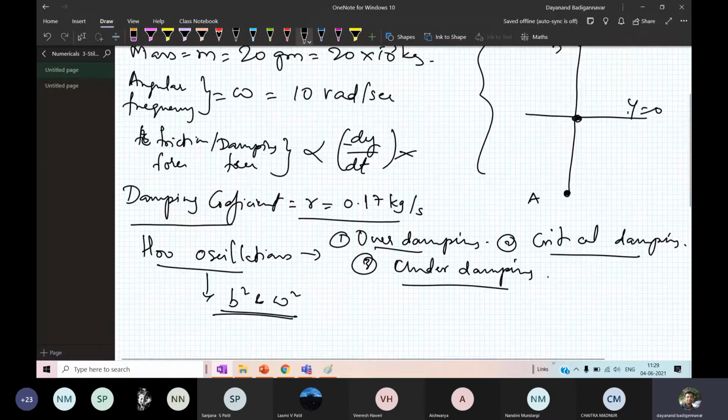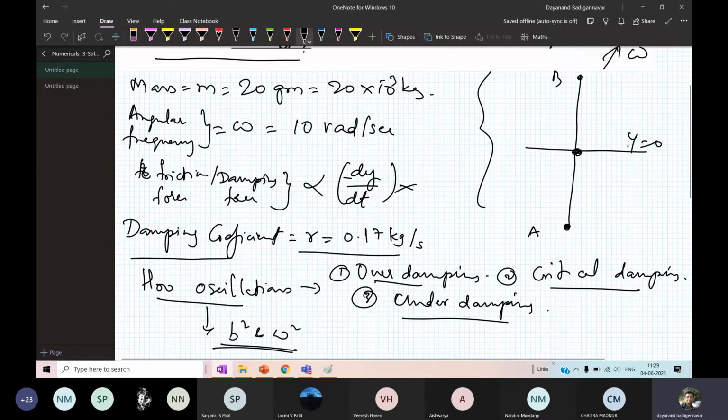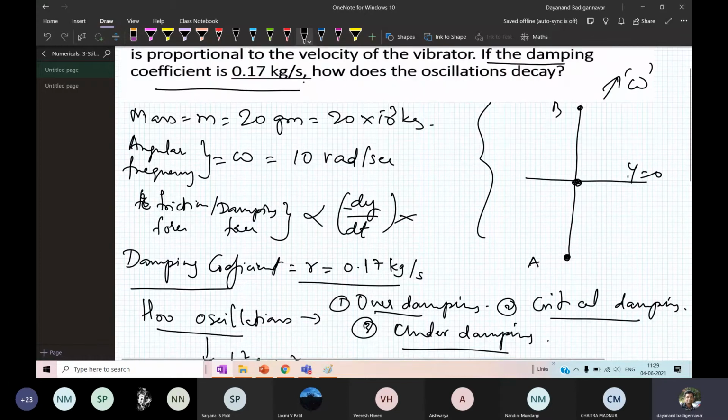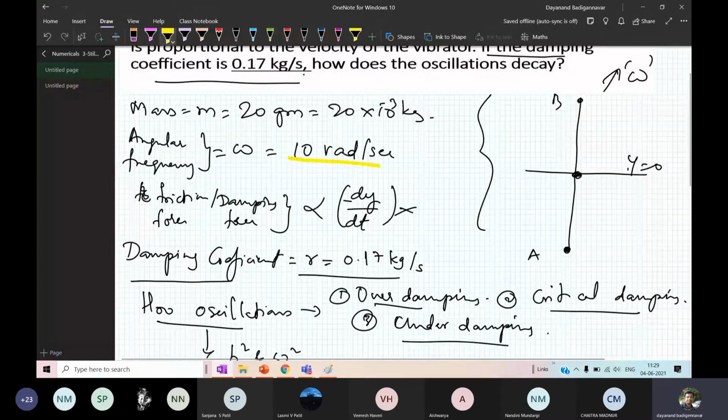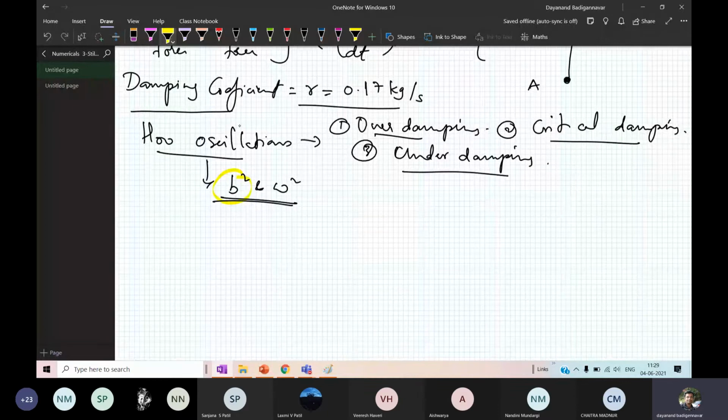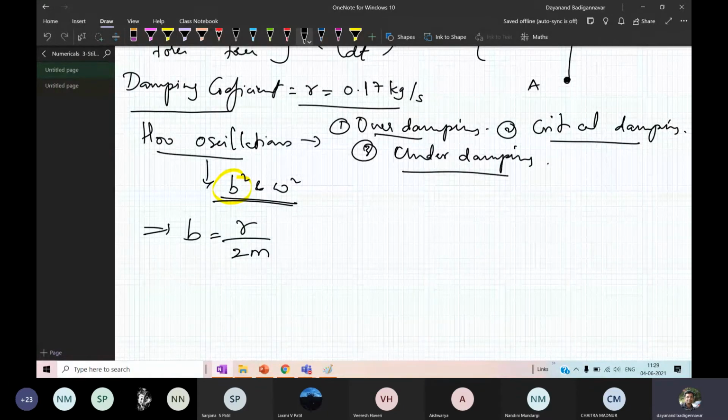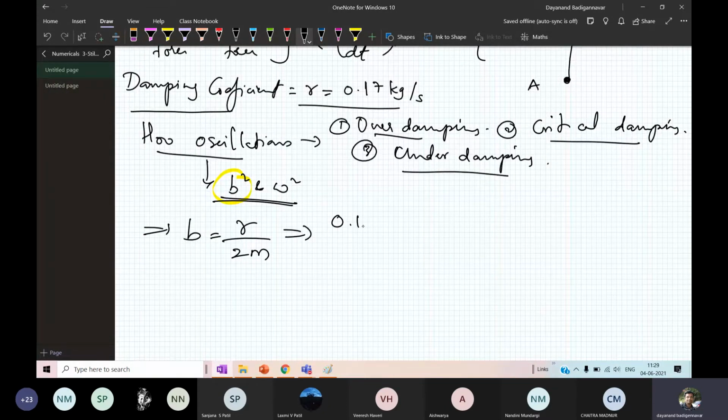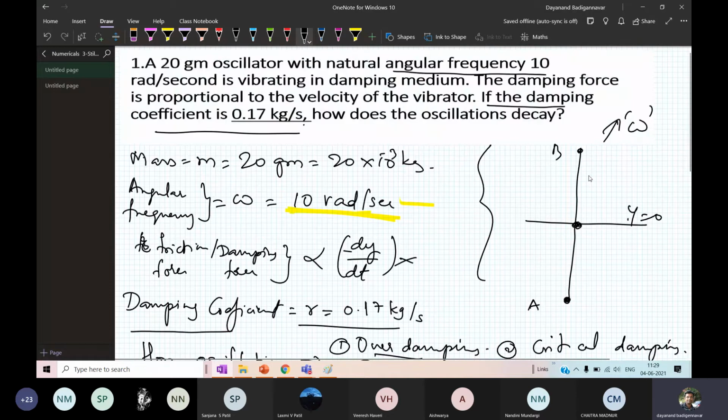Omega is already given. Look at the statement. There is no need to find omega. Next, you only have to find B. There is a simple relation between R and B. We know that B is equal to R divided by 2m. R is 0.17 kg per second, already in standard unit. Therefore, 0.17 divided by the mass. What is the mass you have been given? 20 gram, which is 20 into 10 to the power of minus 3.